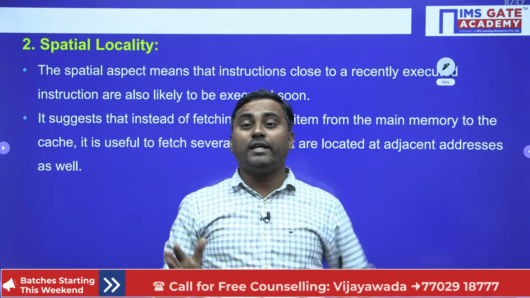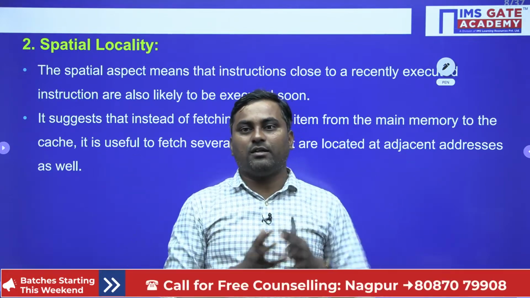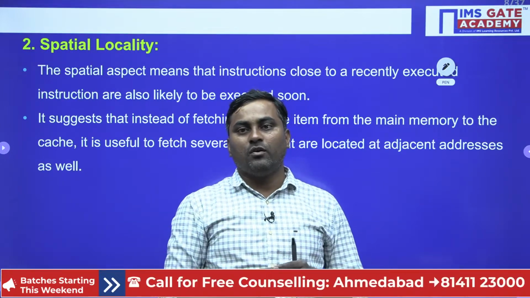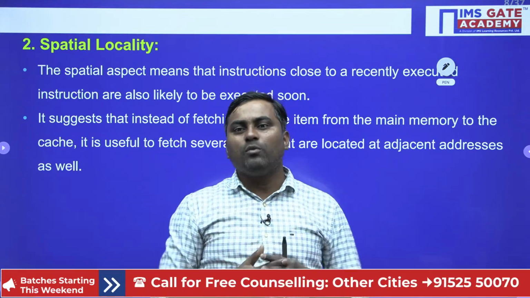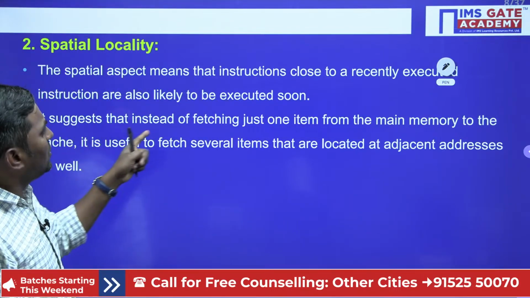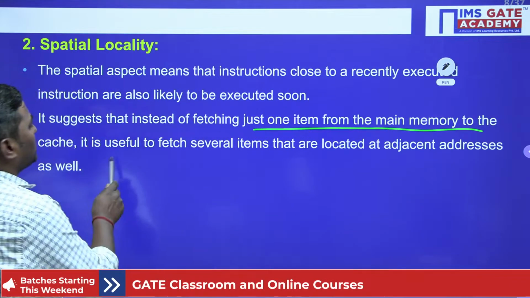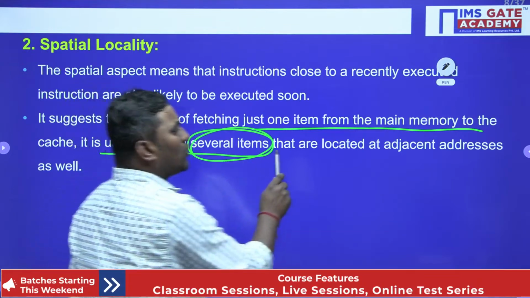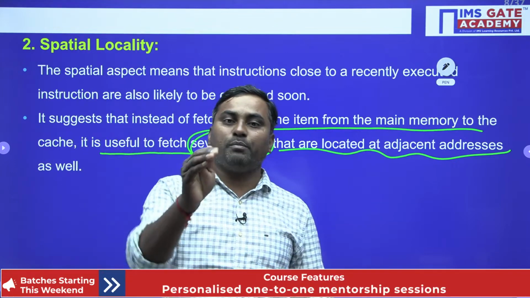The spatial locality comes in when, suppose an array contains 100 elements. The first item you referred to is index 0. So the processor is likely to refer to index 1, index 2, index 3, yes or no? Now this suggests that instead of fetching only one item from the main memory to the cache memory, it is useful to fetch several items, more than one, that are located at adjacent addresses, so that this will reduce the future miss penalty.